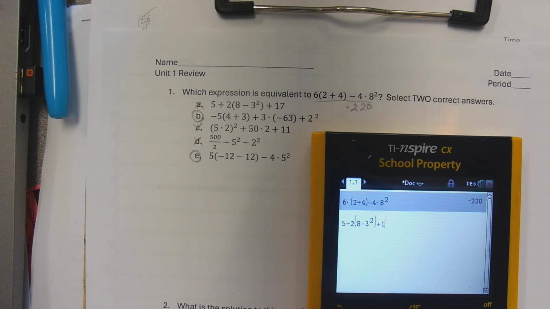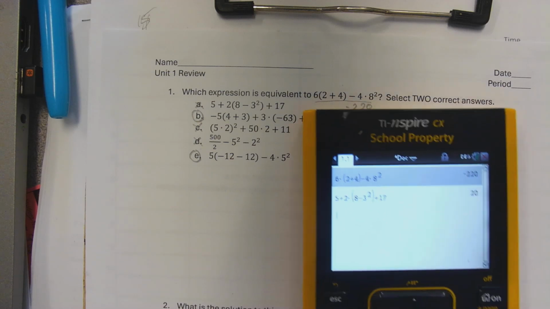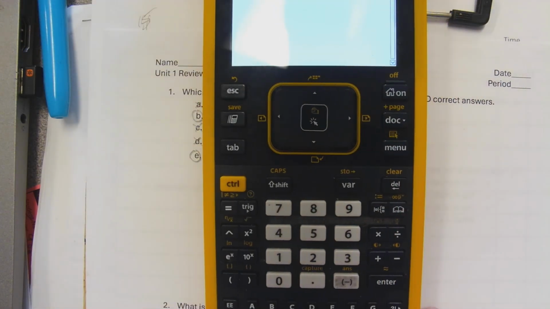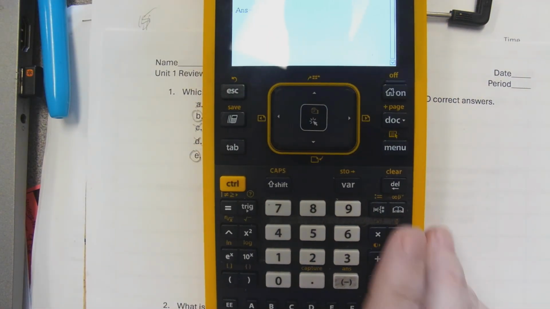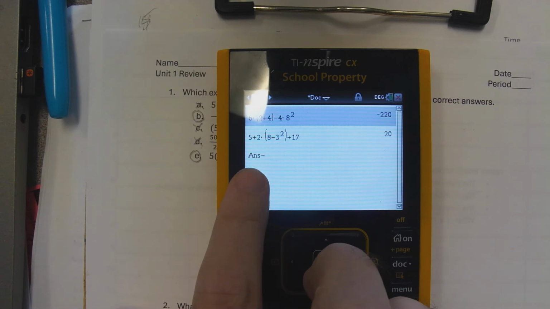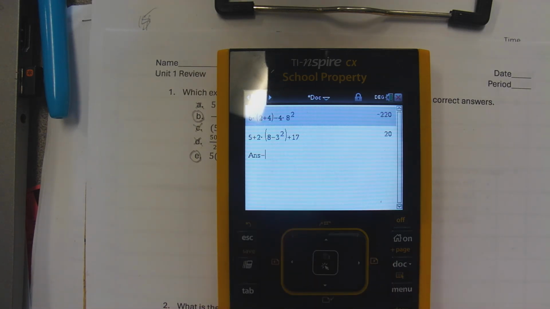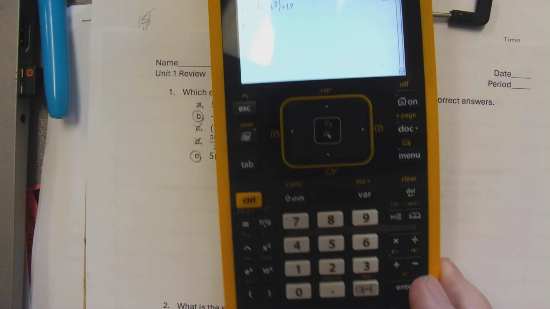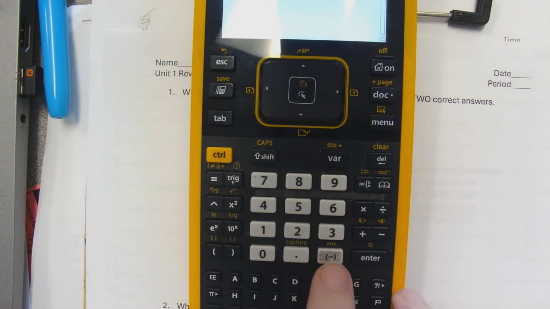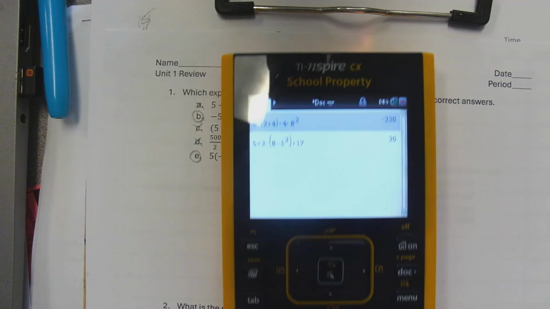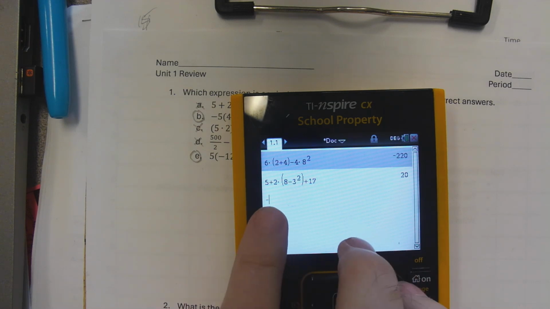Plus 17, and you get 20, which is what we got. Now, for choice B, a lot of you keep doing this. You press this for the negative. But notice, it's up here, it says answer minus. Okay? You don't do that. The negative is this one next to the answer. See how it shows up negative, not answer minus?